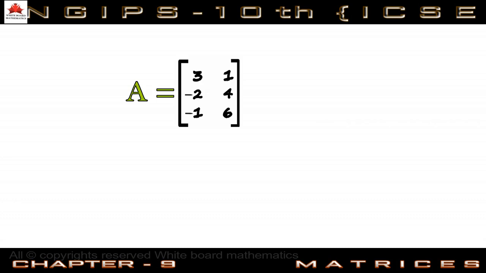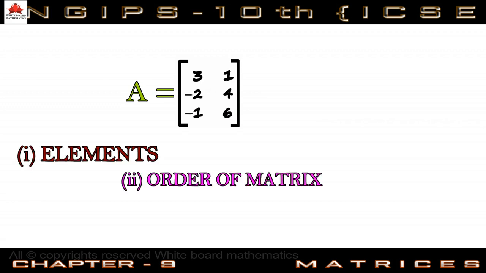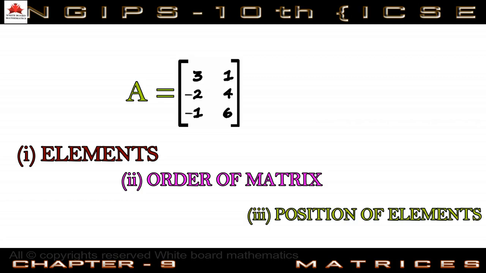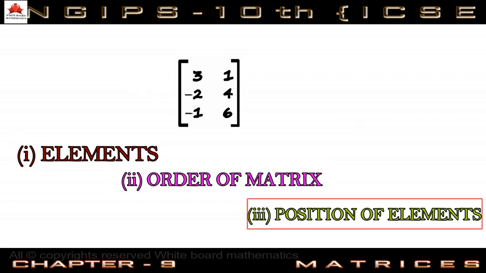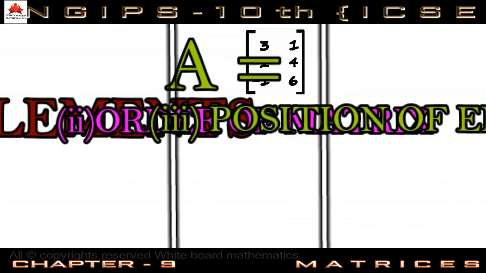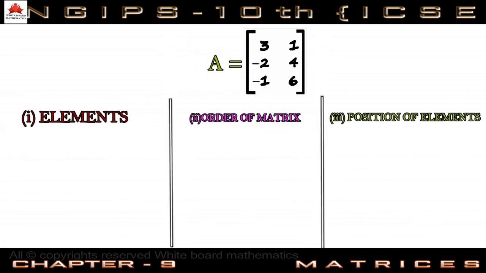Now there are a few super basic things we need to know about every matrix. Just 3 things. First, what are the elements in the matrix? Second, what is the order of the matrix? And third, what is the position of an element in the matrix? Elements, order and position of an element. Let's zoom out and understand each of them in detail.